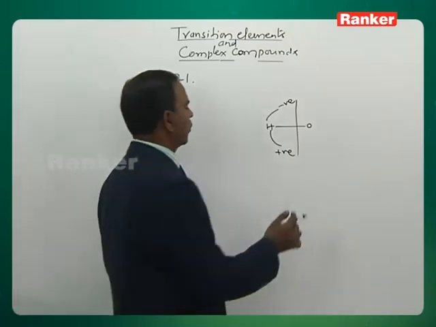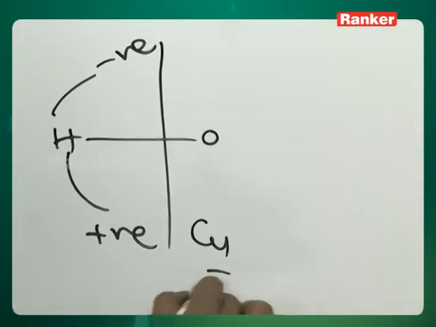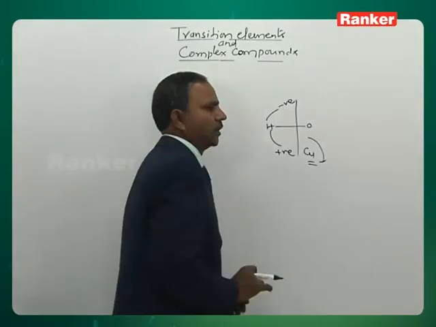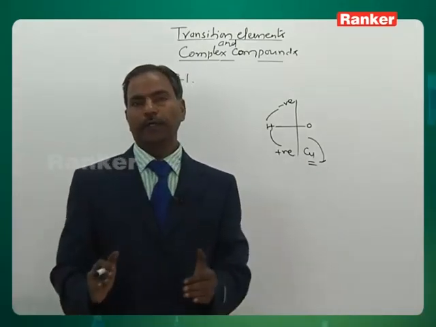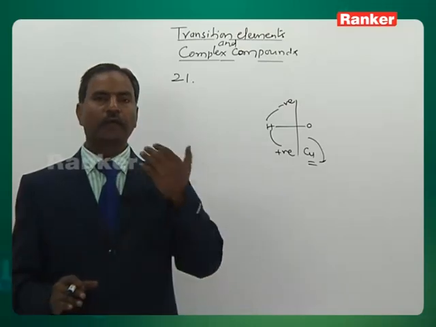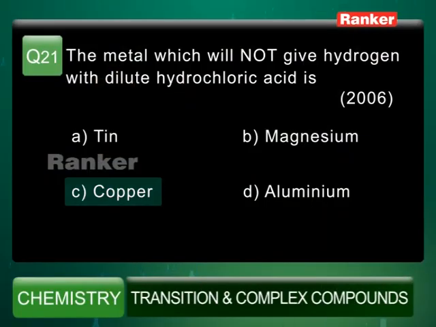Only copper has a positive reduction potential. Therefore, copper cannot easily give hydrogen gas with dilute hydrochloric acid. So, the answer is C.